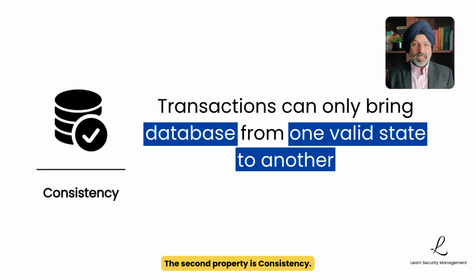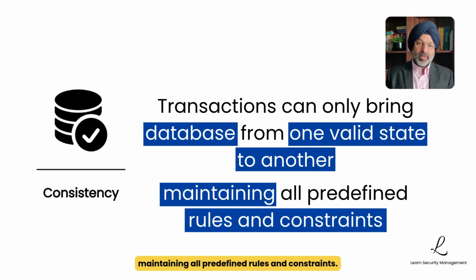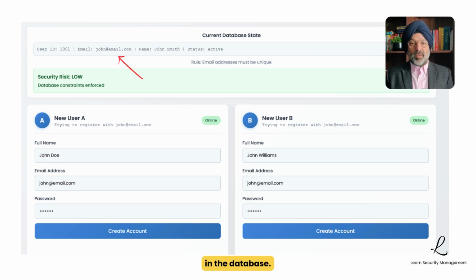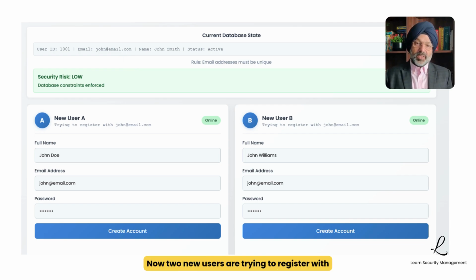The second property is consistency. This ensures that a transaction can only bring the database from one valid state to another valid state, maintaining all predefined rules and constraints. Let's explore consistency with our user registration demo. We have an existing user with email john@email.com in the database. Now, two new users are trying to register with that same email address. Let's see what happens with and without proper consistency enforcement.